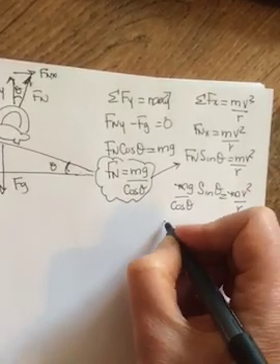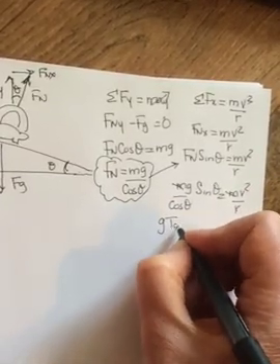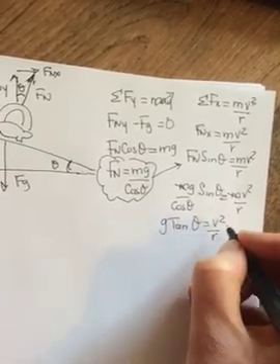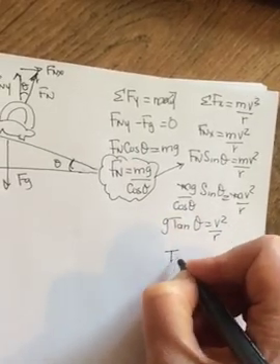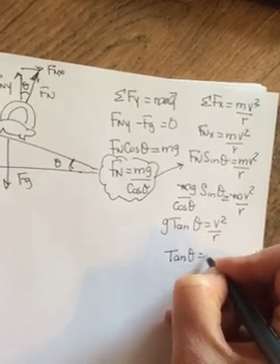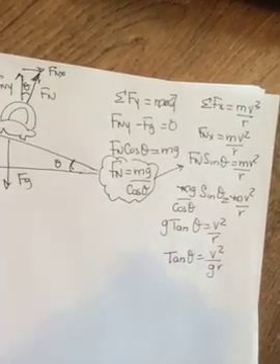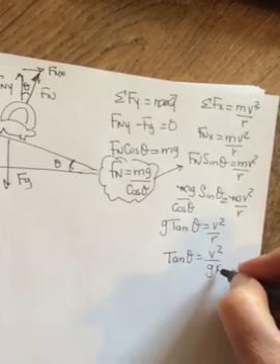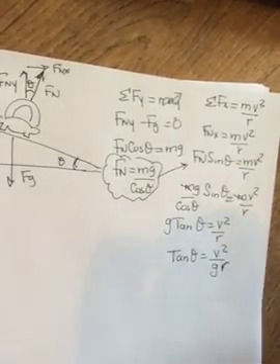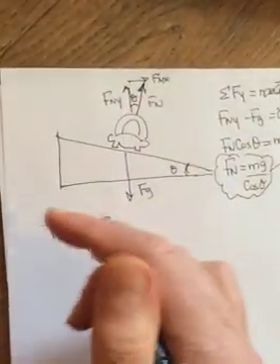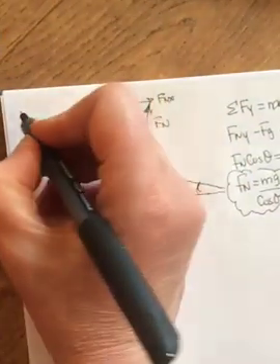Sine over cos is tan, so this will be g tan theta will equal v squared over r. Bring your g over, so tan theta will equal v squared over gr. So if I know the speed I want, I know the radius based on the land I have, I can figure out what angle I need to bank it at. So maybe let's go back and create an example here and do some numbers.